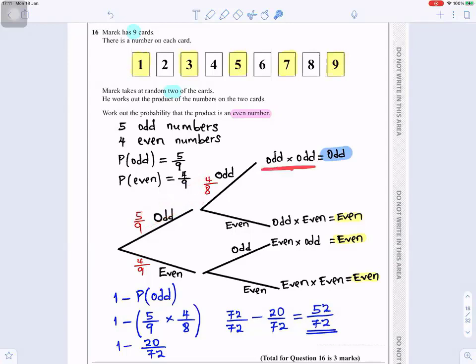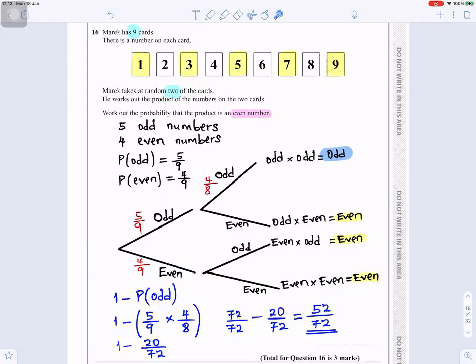So odd times odd, it gives you odd. If you take odd the first time, the next time you can take an even. So odd times even, it gives you even. If you pick even first time and the next time odd, even times odd, it gives you even. And if you pick even the first time and the second time, even times even is even.